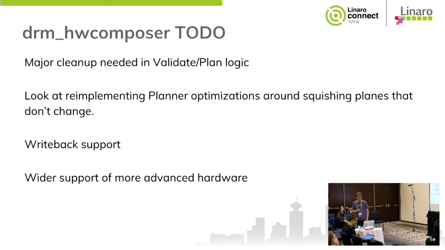As far as the to-do, I think some major cleanup is needed in the validate and plan logic. I've taken a couple swings at this, but not successfully yet. But I hope to keep on working on that. It would be really nice. There were a lot of cool optimizations that were done for the Pixel C device. I'm not sure if they actually shipped or they were just at the prototyping stage. But they were able to do optimizations around squishing layers that weren't changing to try to further do power savings, to avoid waking up the GPU.